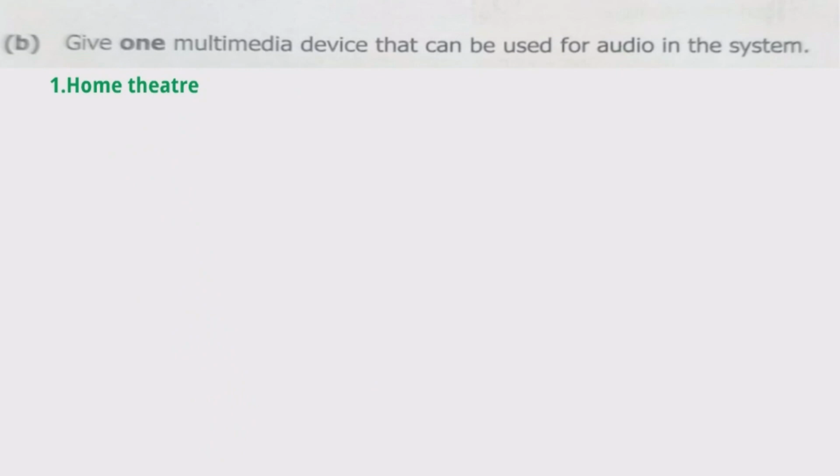Then we can also talk about microphone. So I'll just give you 2. I've said home theater or microphone. So between the 2 you can write one. I'm not going to crowd you with a lot of answers so that maybe it can even confuse you. I'll just give you 2. If you forget one, you can remember one. So microphone or home theater. Between these 2 you can choose one.